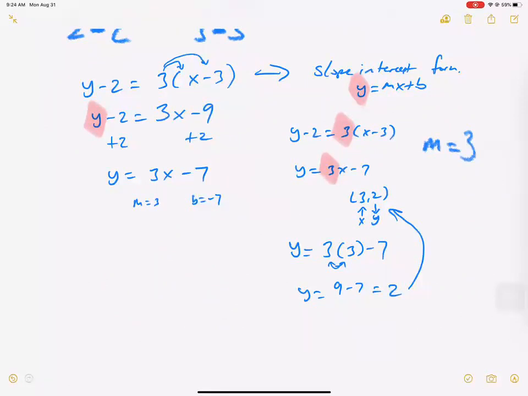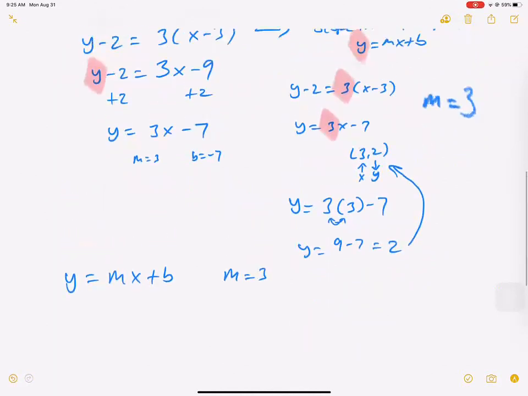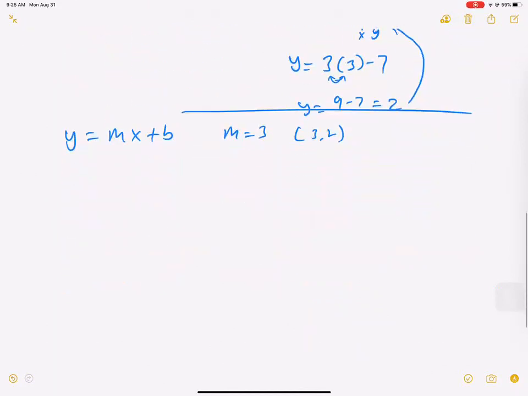Now, if you wanted to write this using slope-intercept form, you could have. Let's restart from the beginning. y is equal to mx plus b, given m is 3, and our point is, we said it was going to be 3, 2. And oftentimes in Algebra 1, this is what you did. You would use the information here and plug it into our slope-intercept form.